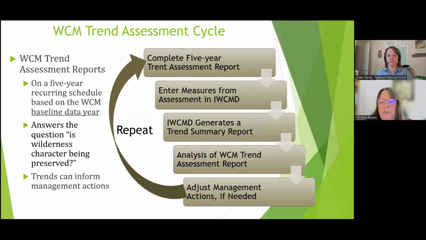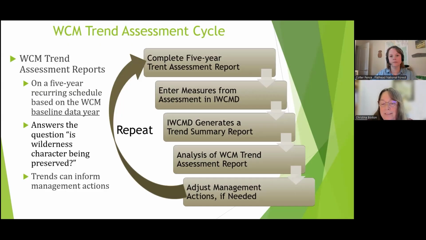Once we understand those trends, we can analyze them and use that to inform management actions and make data-backed decisions and take action, or inaction, potentially in wilderness. So thinking back to the arrow showing the stages of WCM implementation, it may take at least 6 to 8 years from the start of wilderness character monitoring implementation before we have the first trend assessment and analysis that we can use to inform management.